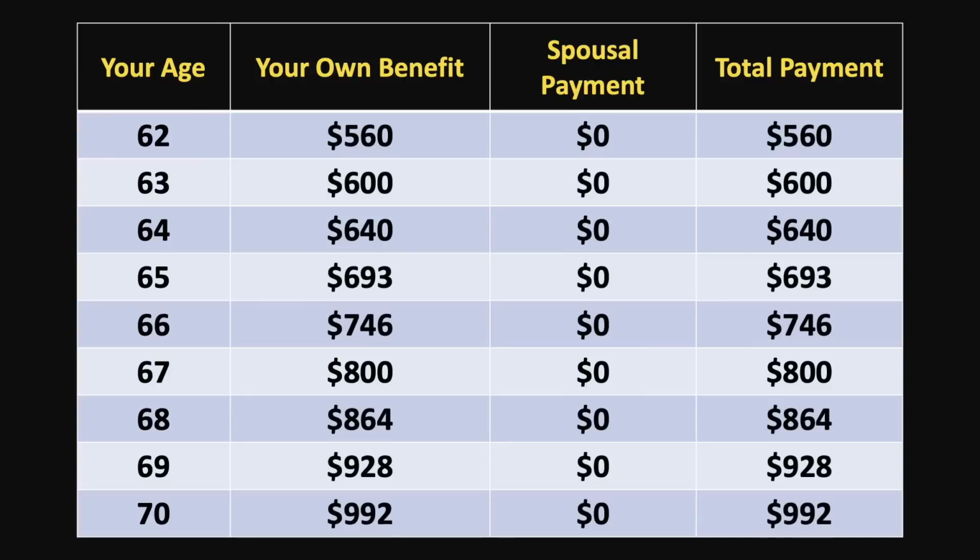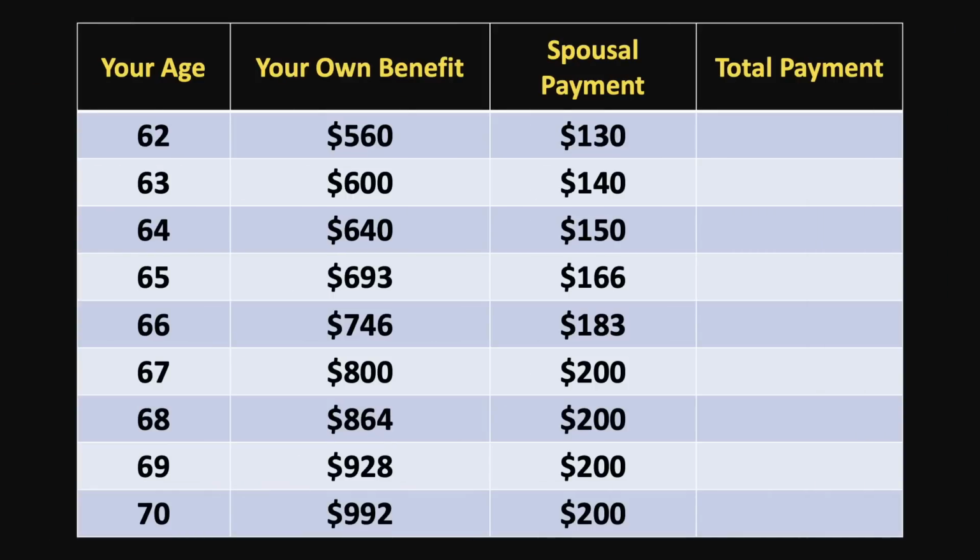This goes for any age at which the lower earning spouse files, as long as the higher earning spouse has not yet filed. The lower earning spouse cannot get the spousal payment in this scenario. So their total payment would only be their own benefit reduced or increased for their filing age. Now, let's step this up to a more likely scenario where a lower earning spouse files for benefits, and let's say 2 years later, the higher earning spouse files for benefits. When the higher earning spouse files, it entitles the lower earning spouse to a spousal payment. But how would this be calculated?